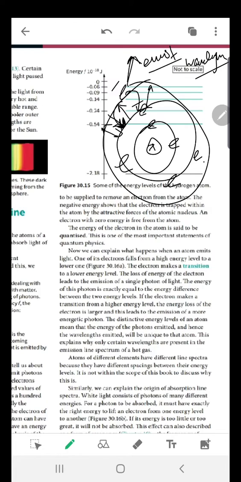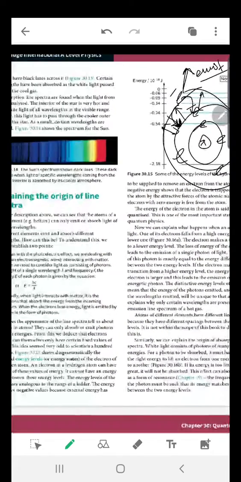That's why for hydrogen or helium, you have seen the spectra. For each element it was different because the energy levels are different. The number of electrons jumping from the high level to the low level is different for each element. That's why each element emits a different line spectra.